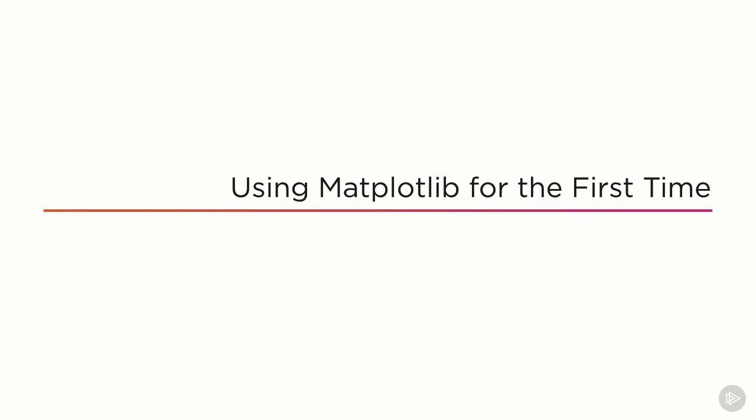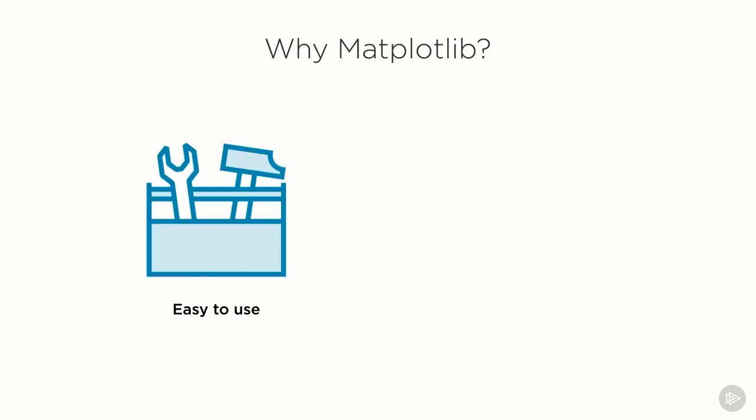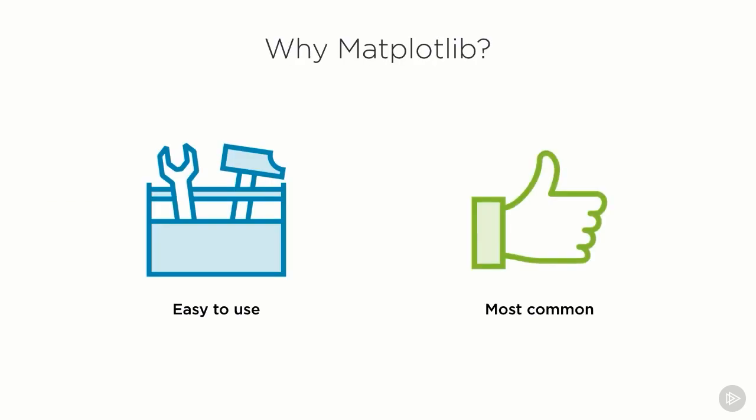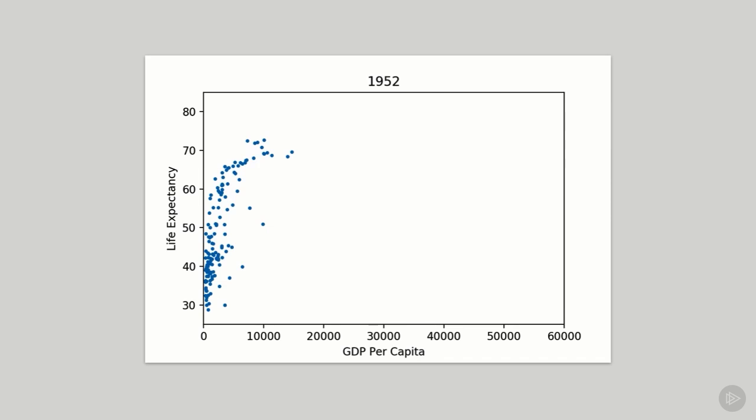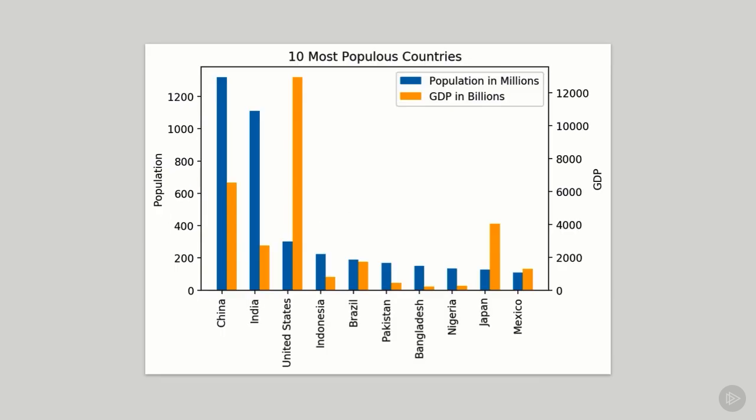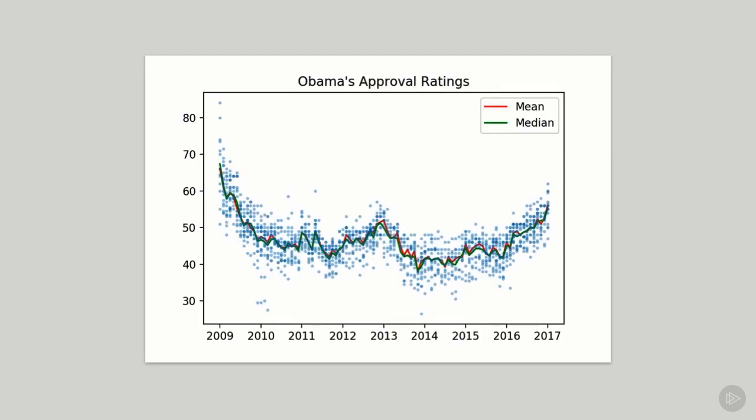Matplotlib, as I mentioned earlier, is a popular data visualization library for Python, and the reason we're going to use it is because it's fairly easy to use, and out of many Python data visualization libraries, it's the most commonly used one. With matplotlib, you'll be able to create many different types of charts, including scatter plots, bar charts, and line charts or time series.